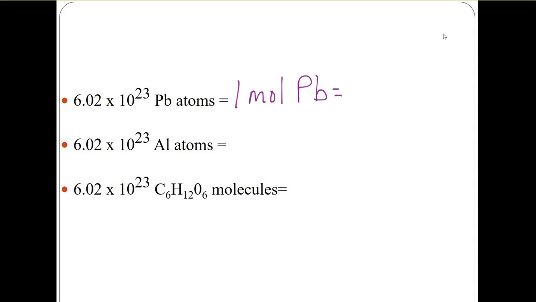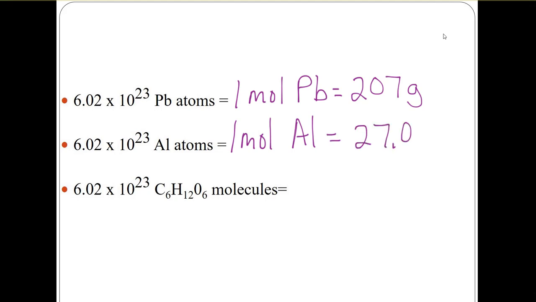And if I look on the periodic table, I find that 207 grams of lead is equal to 1 mole of lead. Now let's look at aluminum. I have 6.02 times 10 to the 23rd aluminum atoms. That is also equal to 1 mole, but of aluminum atoms. And looking on the periodic table, I find that it's 27.0 grams. It's okay to abbreviate the molar masses, but please don't drop it to 2 digits. We want to have at least 3, and 4 is even better.